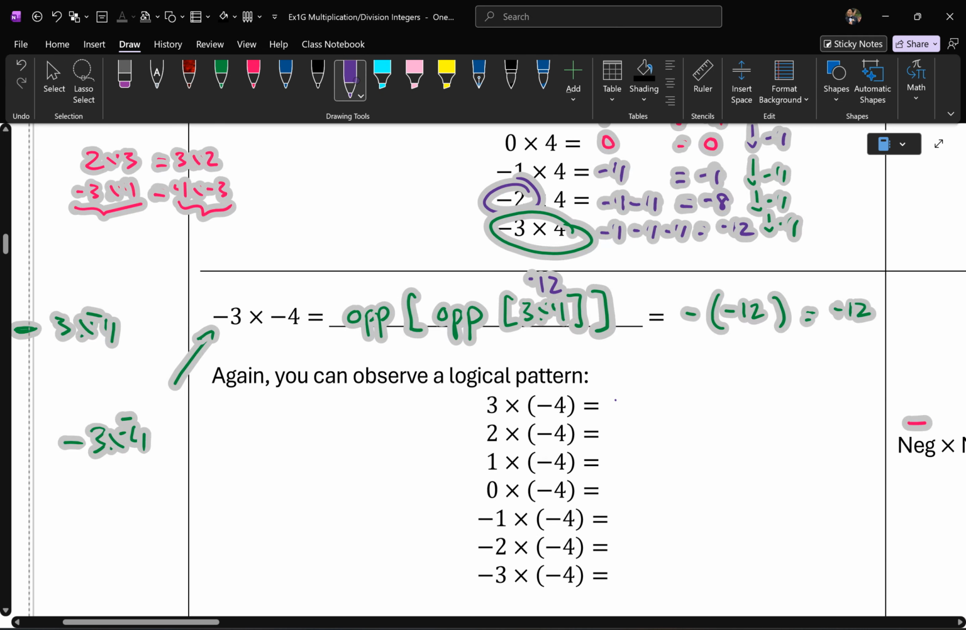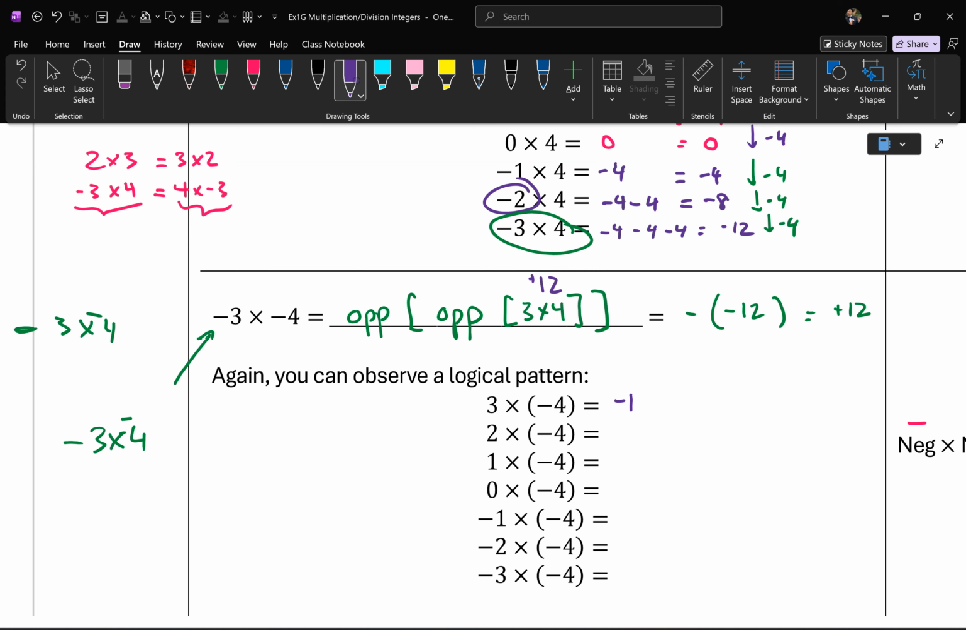3 times negative 4, you already knew the answer from our previous one was negative 12. Then 2 times negative 4 was 2 days that you didn't work. You lose, so 2 days that you lose money. So you lose money on this day and you lose money again. So overall you lose 8. This one you lose once. Okay, so that equals negative 4.